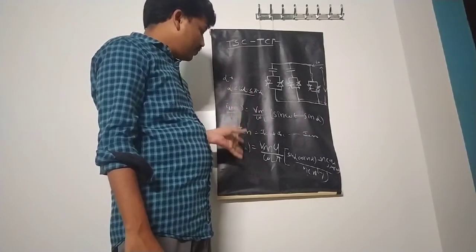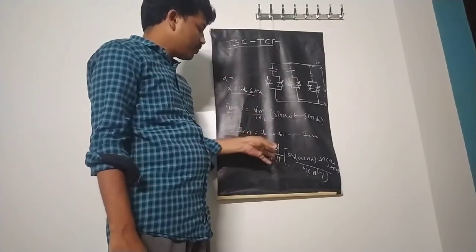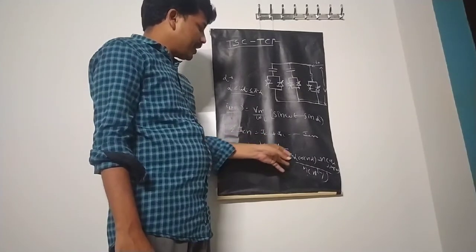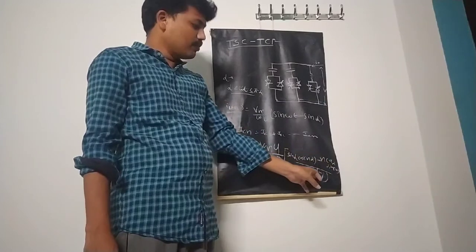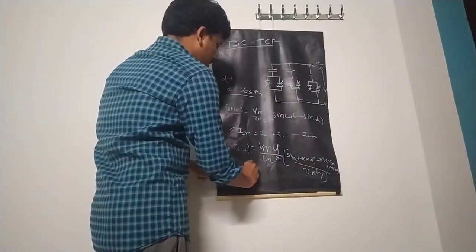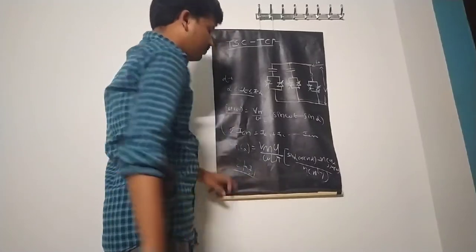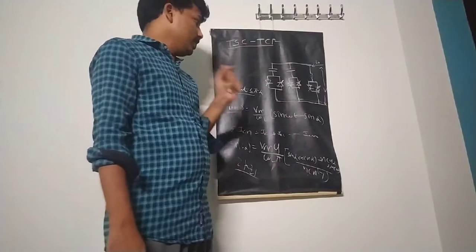Therefore, if you apply Fourier series to that non-sinusoidal current waveform, we get 4 Vm by pi omega L into (sin alpha cos n alpha minus n into cos alpha sin n alpha) by n into (n square minus 1), and the order is 2k plus or minus 1. This is the waveform we can observe individually with the TCR.